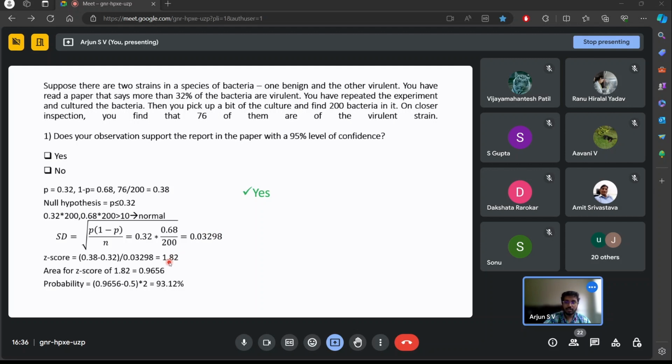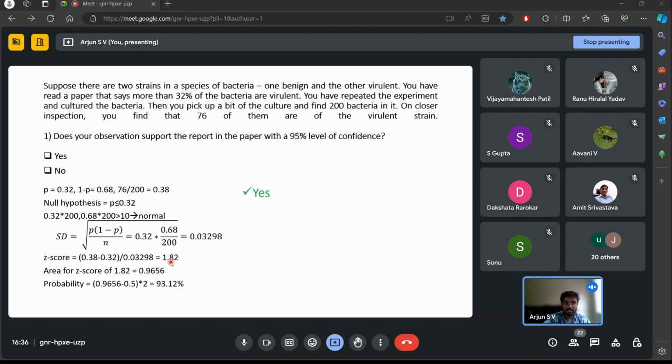Now you have to find out whether the data you have obtained through your experiment is within the 95% level of confidence. 95% level of confidence gives you 1.96 standard deviations, but here we have 1.82 standard deviations. So whatever data you have is within the confidence interval of 95%. So you can directly say yes, I can support my paper.